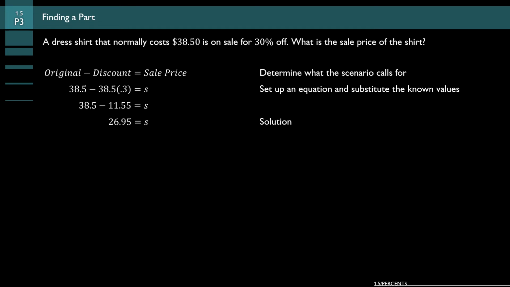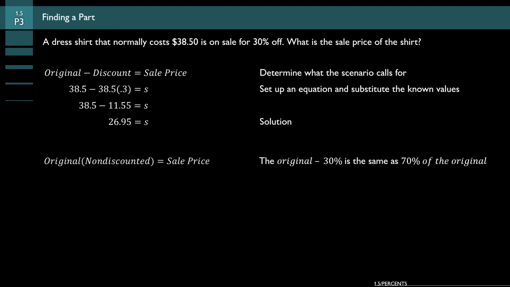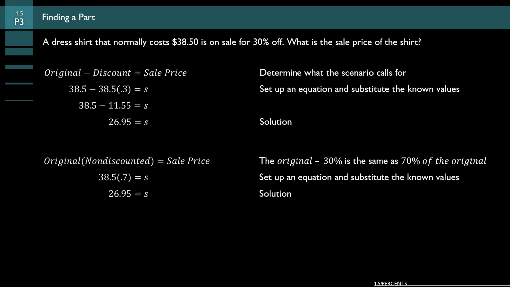Now there is a second way of doing this. What you can do is multiply the original times the non-discounted portion, and that's going to give you the sale price. So if something is 30% off, that means that you're paying 70% of the original price. So what we're going to do this time is multiply that 38.5 by 0.7, and that's going to send us directly to the sale price. So 38.5 times 0.7 is 26.95. And that matches up with what we found in the first method that we worked out.